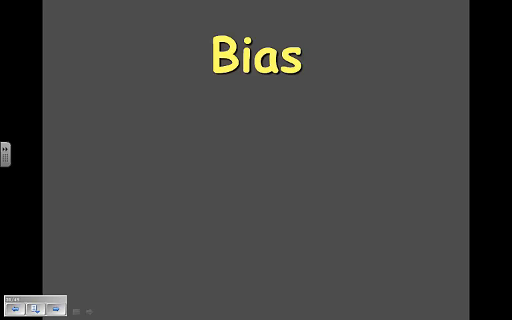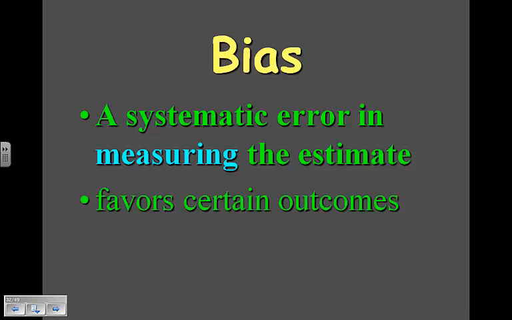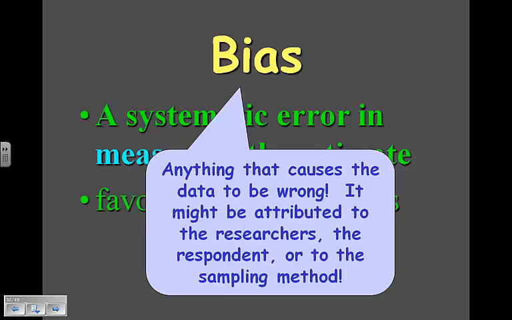Alright, that leads us then into bias. What exactly is bias? Bias is a systematic error in measuring the estimate. If you're always making the same error when you're measuring your estimate, that is bias. It favors certain outcomes. And when I think about bias, just think about it's anything that causes the data to be wrong. If you're drawing the wrong conclusion and there's something that's causing that to happen, that's bias.